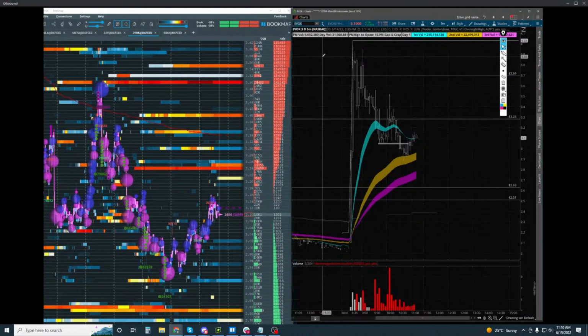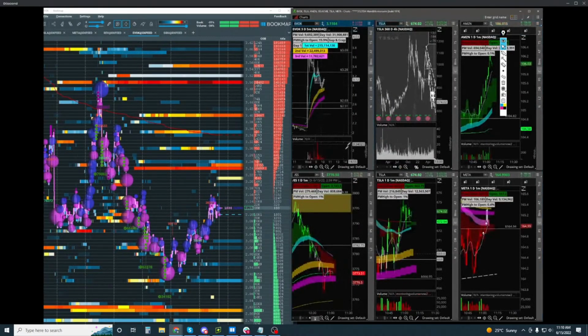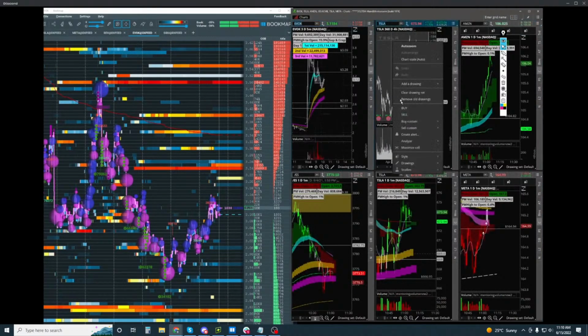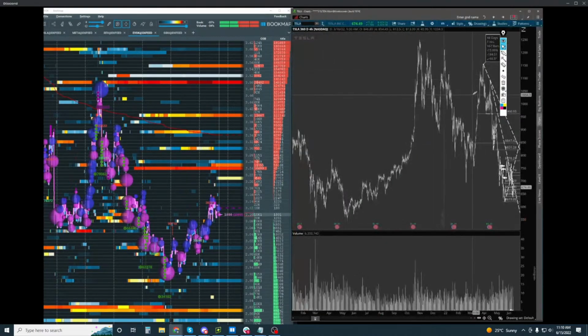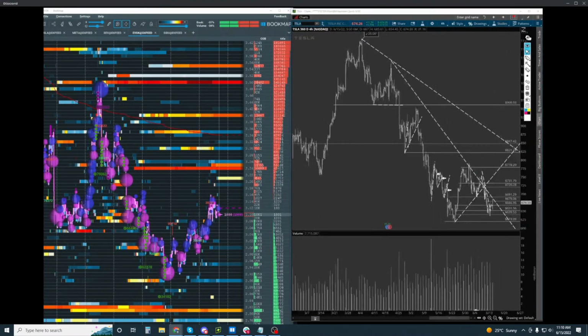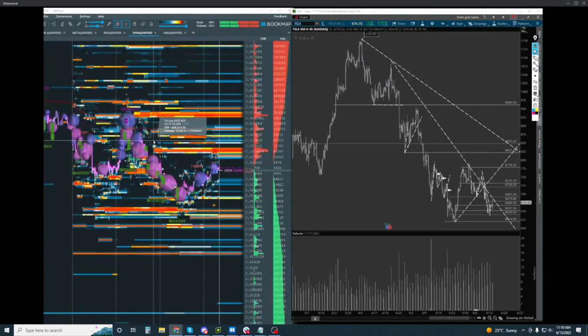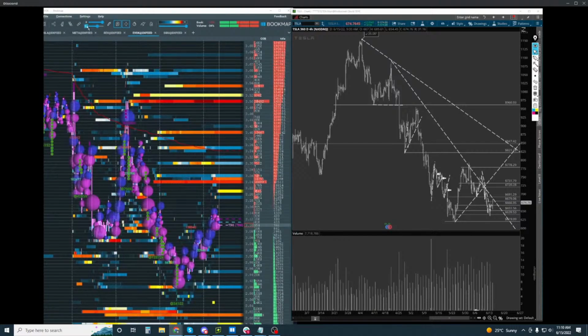Okay, nothing's moving right now. Let's look at the bigger picture here. Someone's asking about how you use the sweeps indicator. Oh, okay. So small caps and big caps.